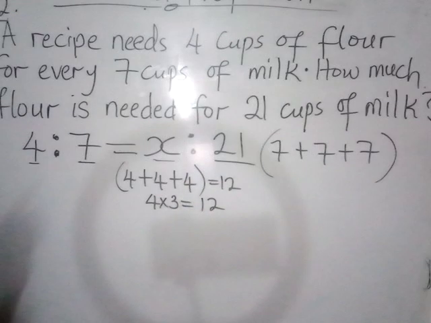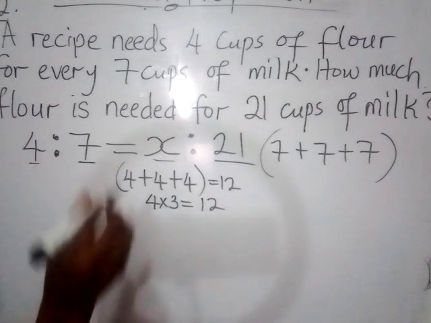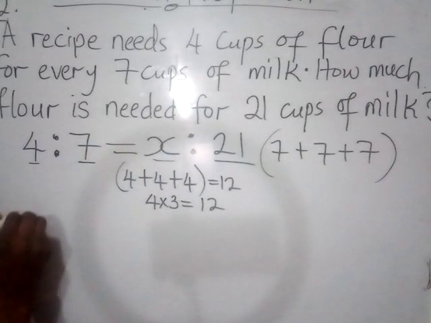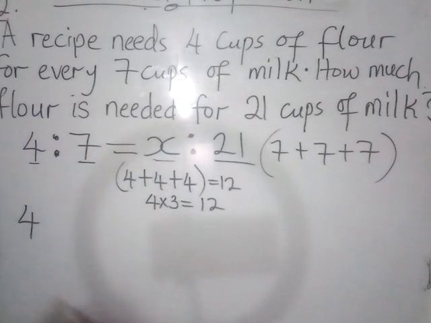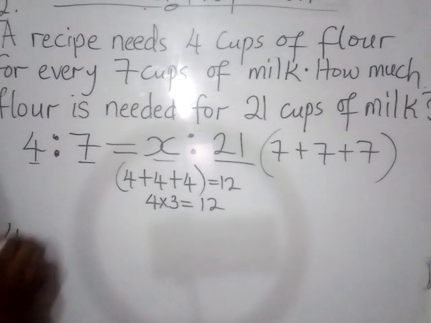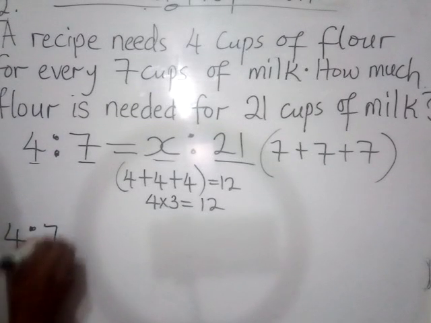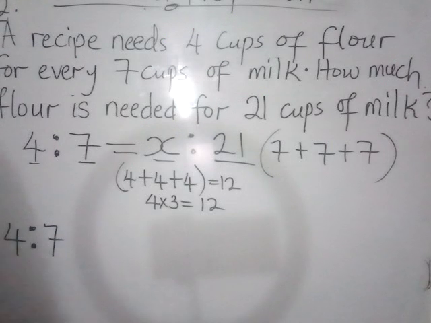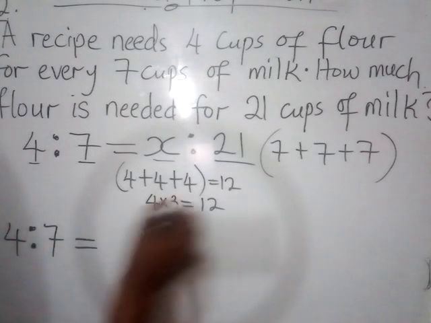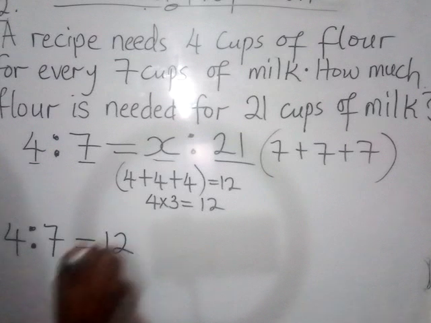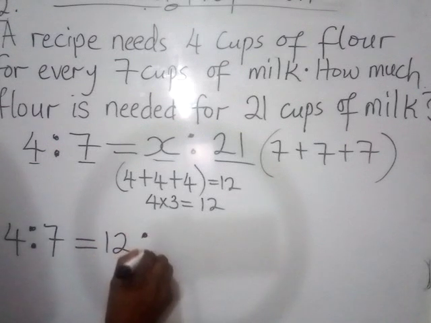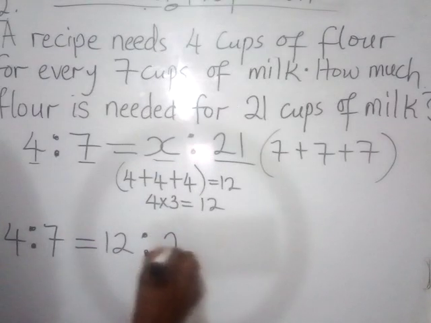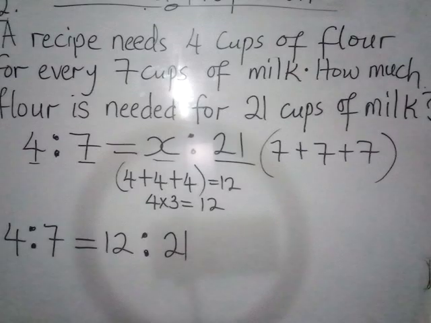12. That means for every 21 cups, let's write our ratio again, equivalent ratios. So you will have 4 for every 4 cups, that gives us 7 cups of milk, 12 cups of flour will be needed for 21 cups of milk.